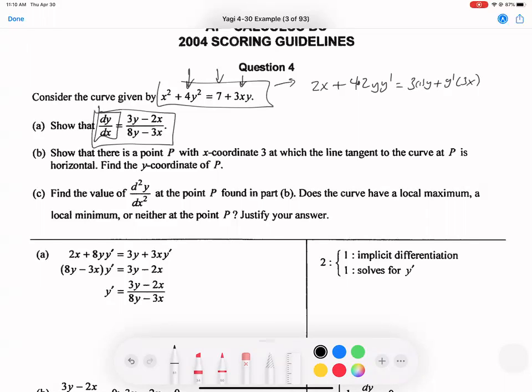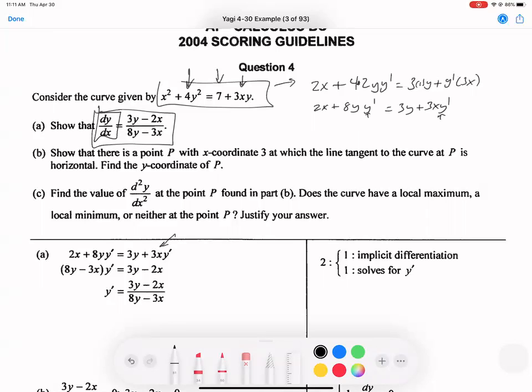They write it slightly differently here, the order, but it is the same thing. Rewriting it, 2x plus 8y y prime is equal to 3y plus 3x y prime. Now, whenever you see problems like this, you see that the y prime is on different sides. So we want to move them to the same side. Let's move them to the left side.